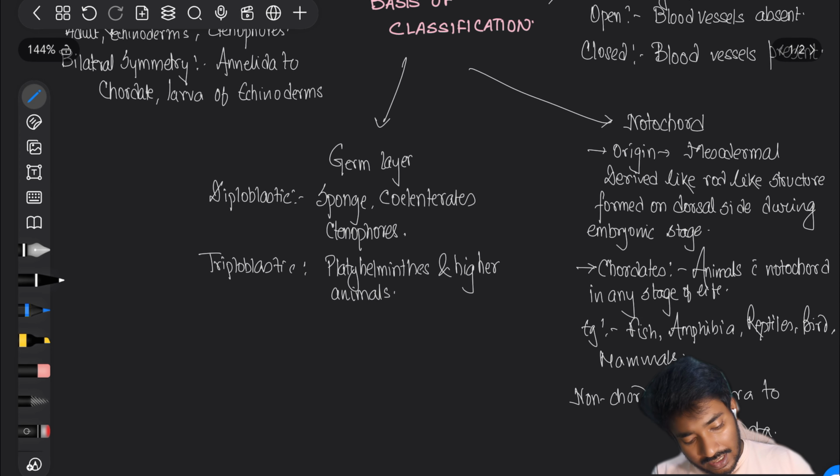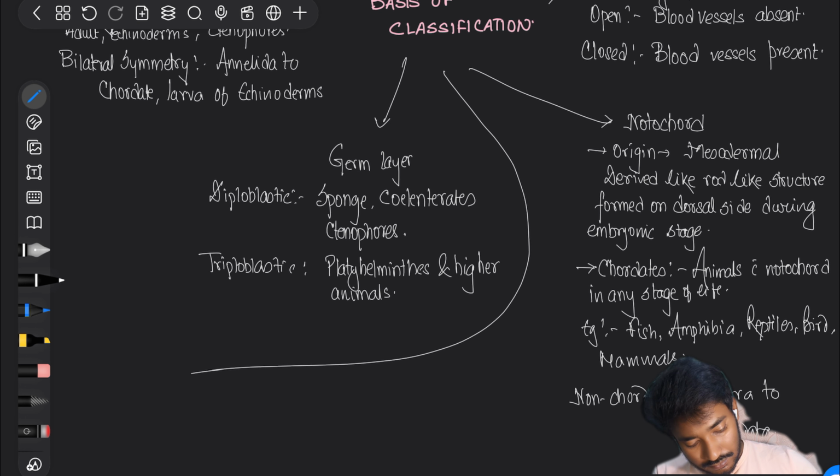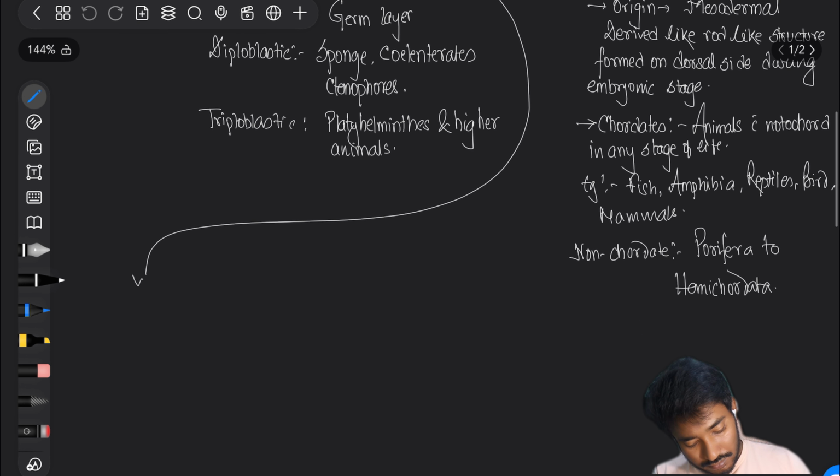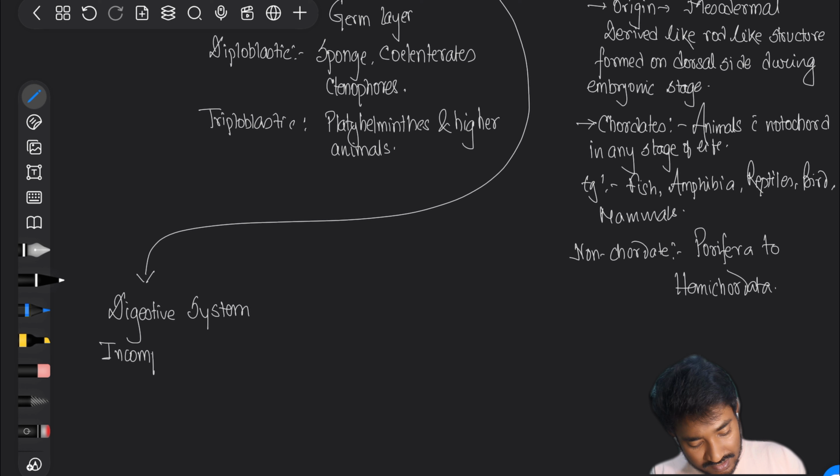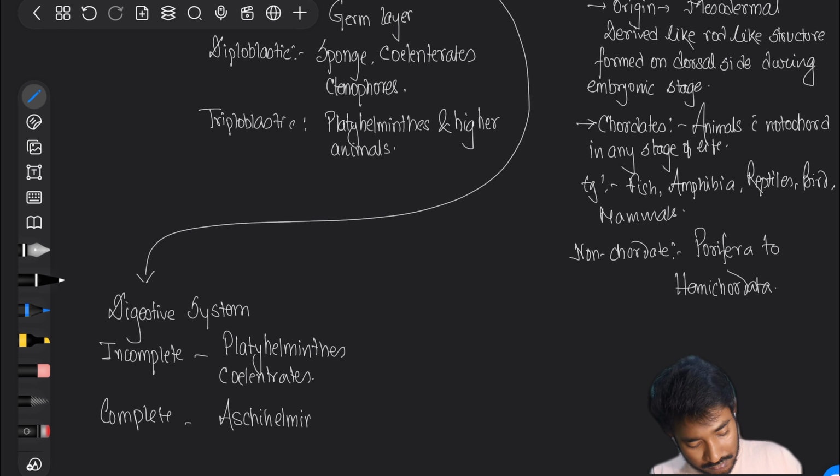Now, if you go on with the digestive system: incomplete digestive system is in Platyhelminthes and coelenterates. Complete digestive system is in Aschelminthes to chordates.